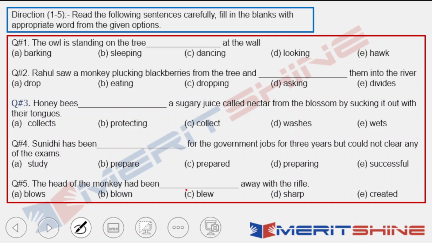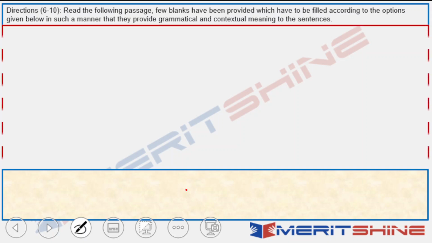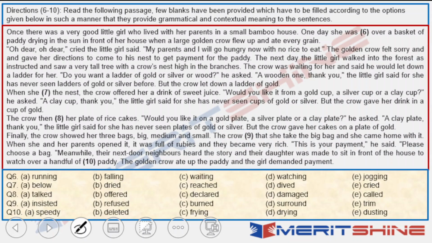Okay. Now, cloze test, the same thing, 1.5 minutes. You take and do these 5 questions. Done? Okay, let me now read this. Once there was a very good little girl who lived with her parents in a small bamboo house. One day, she was blank over a basket of paddy drying in the sun in front of her house when a large golden crow flew up and ate every grain.